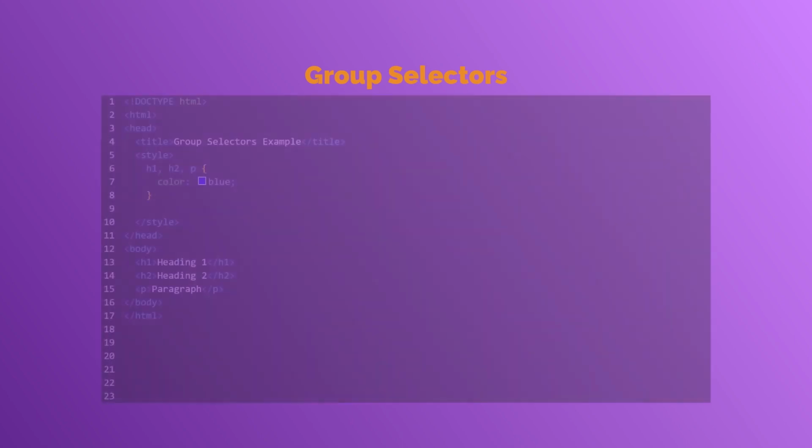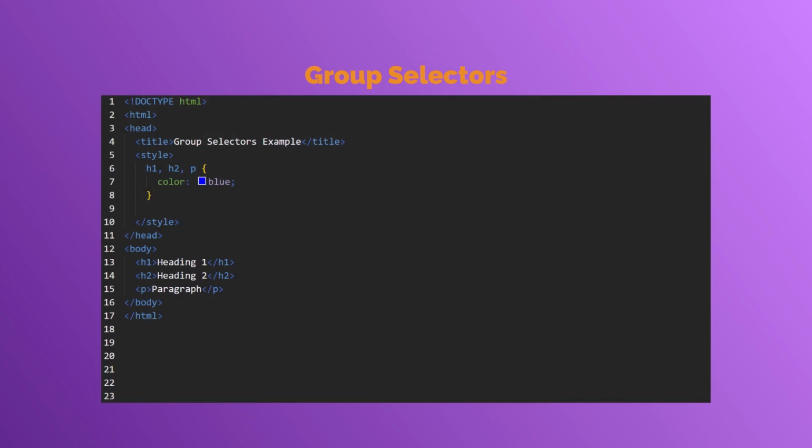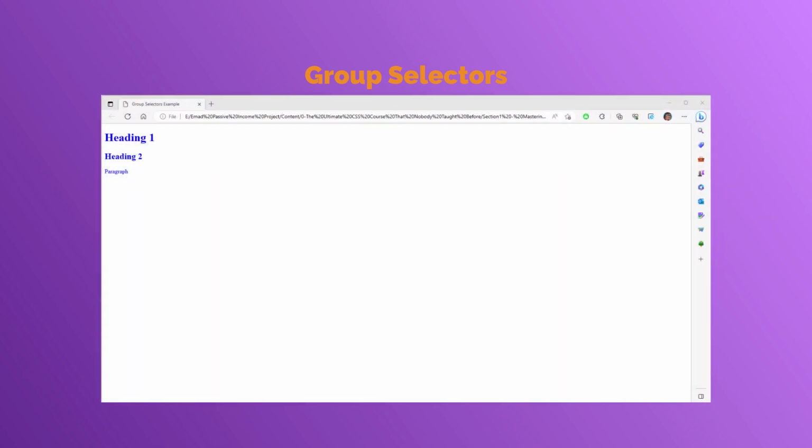Group selectors. Group selectors are useful when you want to apply the same styles to different elements without repeating the CSS rules for each element individually. Let's explore an example. In this example, we have an HTML page that contains headings H1 tag and H2 tag and a paragraph P tag. The goal is to apply certain styles to multiple elements using group selectors. The CSS rule selects H1 tags, H2 tags, and P tags elements and applies the same styles to them. In this case, the selected elements will have a blue color. The resulting HTML page output is like this.